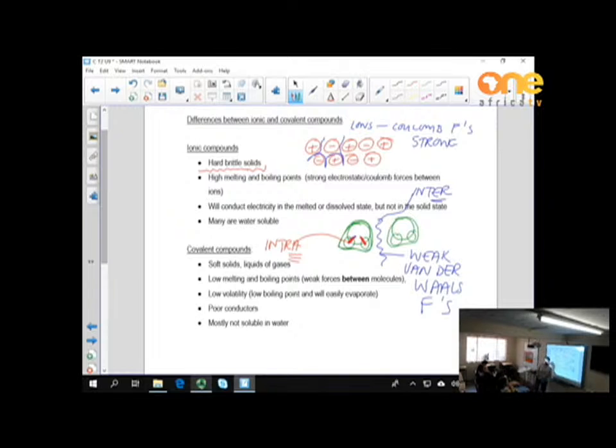If there are strong forces between the particles and I want to make that solid melt, I'm going to need lots of energy to give the particles enough energy to vibrate far away from each other to overcome the forces. So we find then that ionic compounds have high melting and boiling points. People, they are really high, 900 degrees, 950, 2015 degrees. Okay? They have very high melting and boiling points. The reason being strong electrostatic or Coulomb forces between the particles.